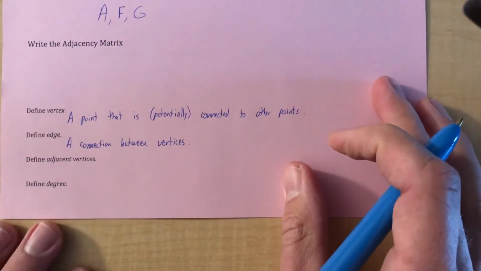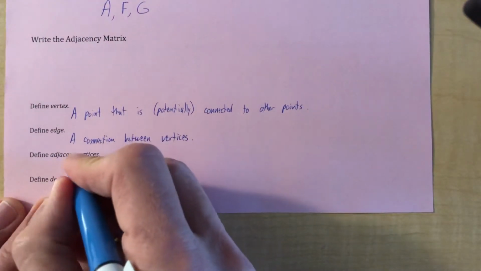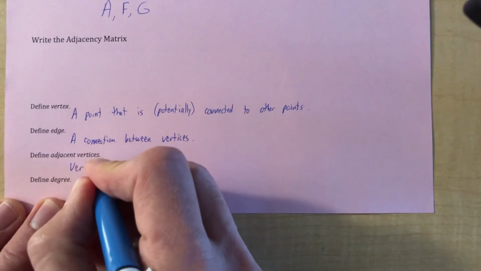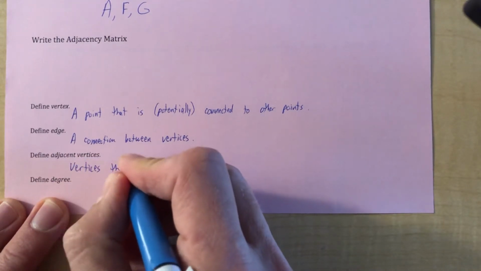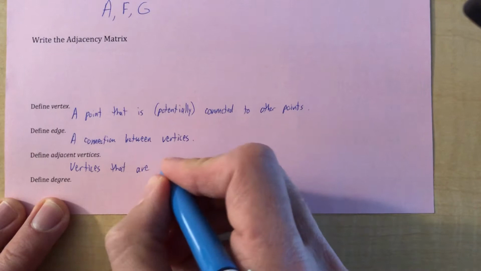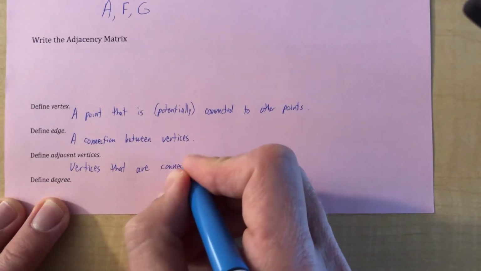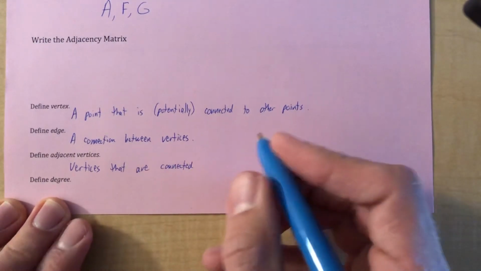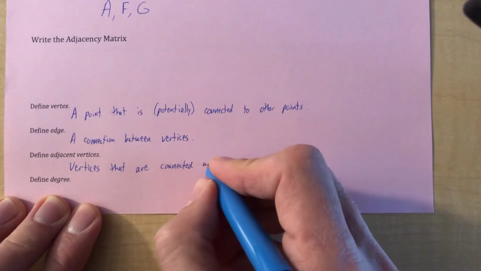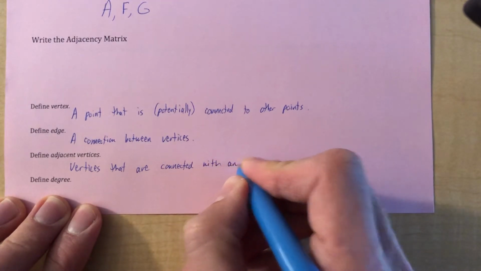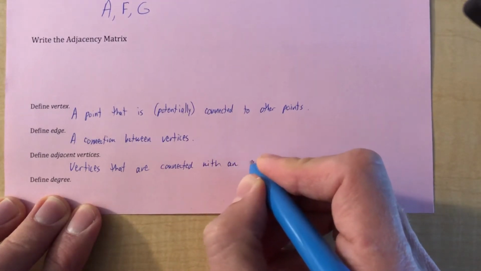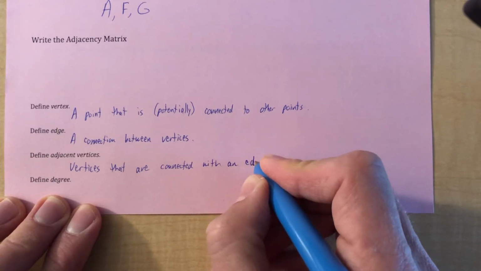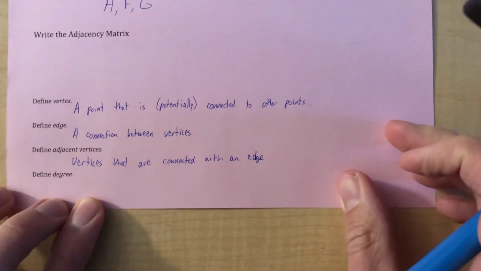Define adjacent vertices. These are vertices that are connected with an edge, which I almost misspelled. Edge, there we go.